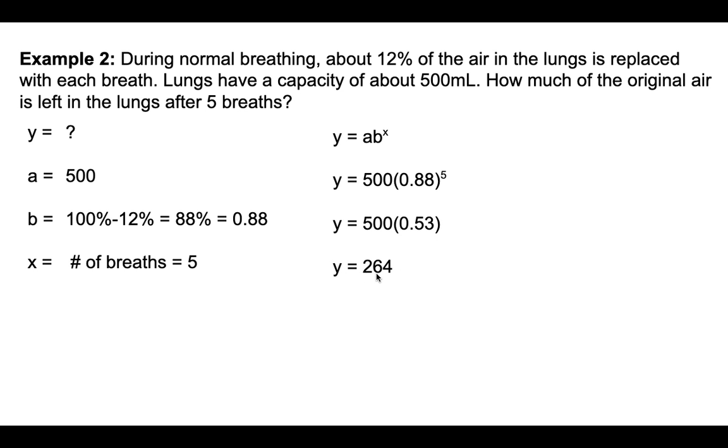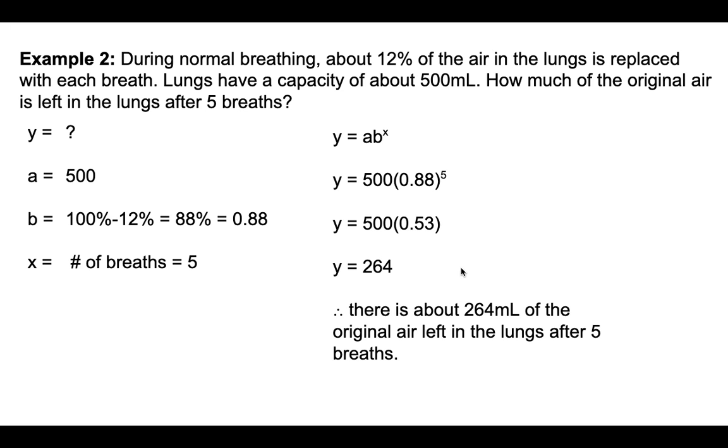We know we're on the right track here because it's smaller than the original amount, because remember, it's decreasing each time, so it makes sense that it's going to be lower than 500. So therefore, there's about 264 milliliters of the original air left in the lungs after 5 breaths. I don't know if that's true or not.